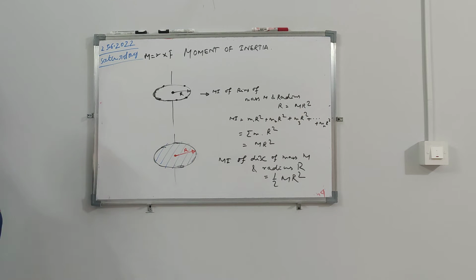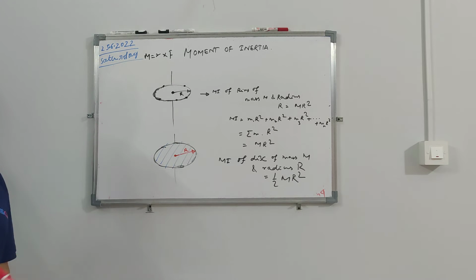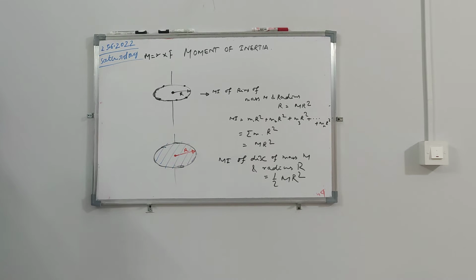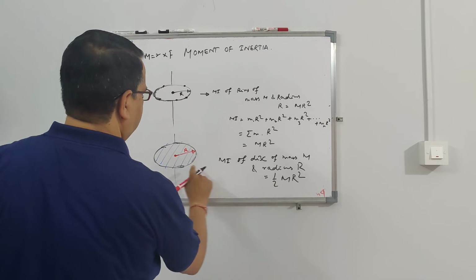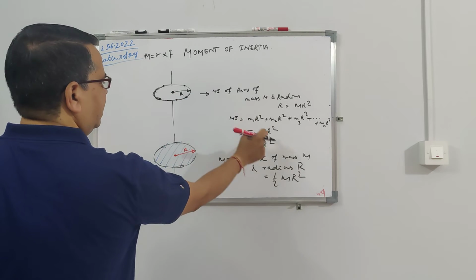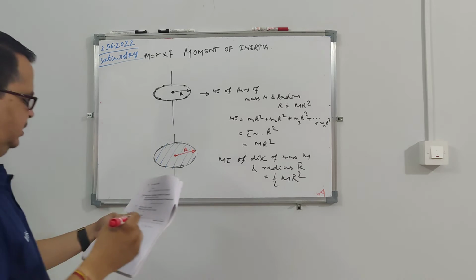So ring is mr square. Don't think that the ring has lesser mass. The ring is hollow in the middle, nothing is there, but both have mass m. Don't think that one should have a higher mass. I am telling it as a mass m. So a ring of mass m will have moment of inertia mr square, and a disc of mass m and radius r will be half mr square. Then there are some other formulas which we just have to remember.